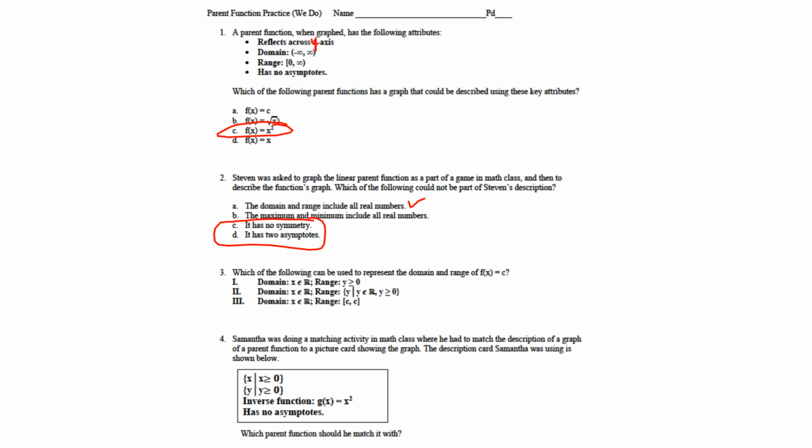Which of the following can be used to represent the domain and range of f of x equals c? So how would I represent the domain and range of f of x equals c? So 2 is saying that the range is y, and y is all real numbers, and y is greater than or equal to 0. Well, couldn't it be below the 0?